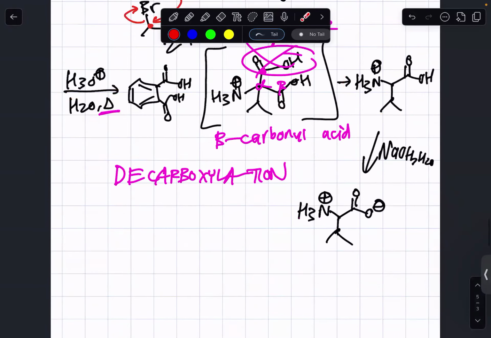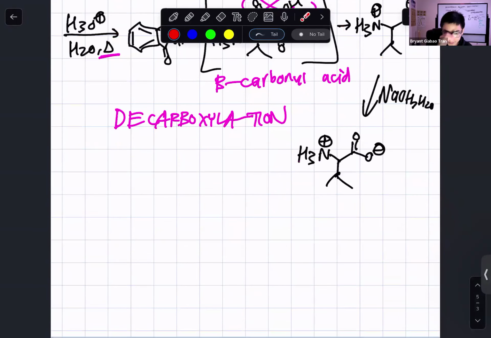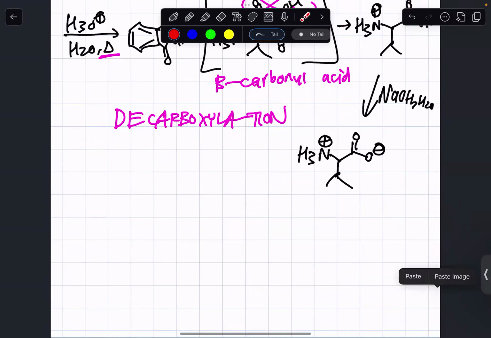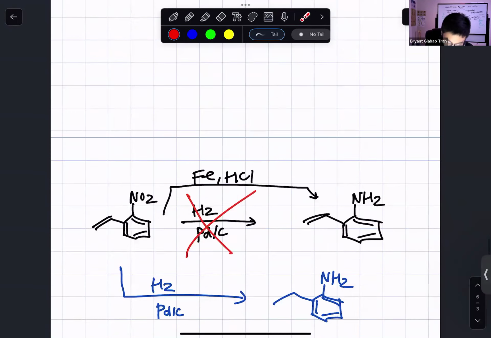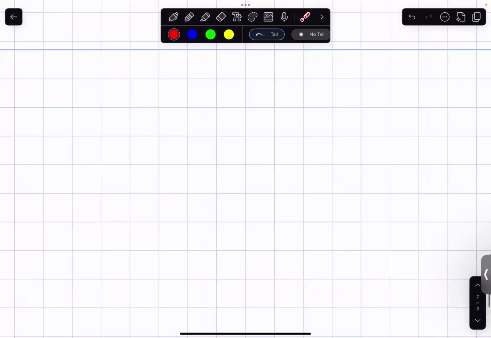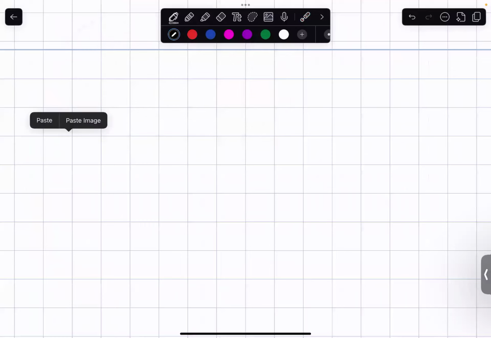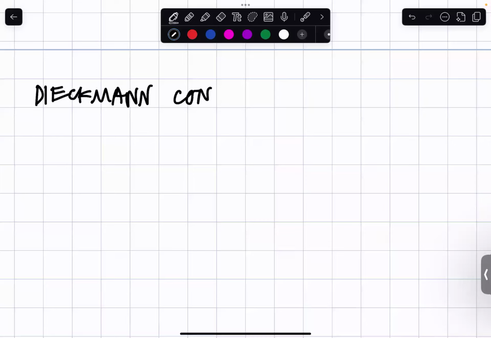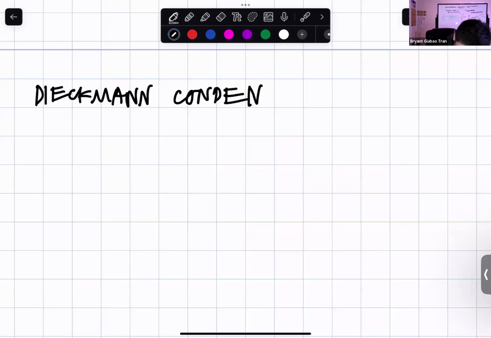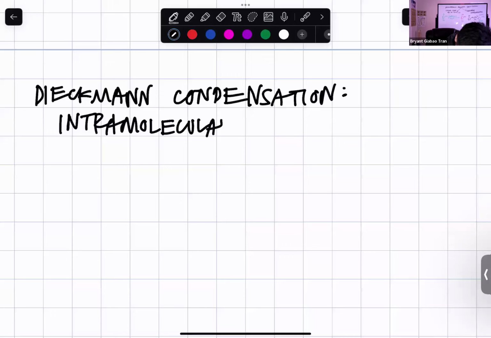I also had one other question on the midterm. What's the difference between intramolecular aldol condensation and Dieckmann condensation, or intramolecular Claisen condensation? I know Claisen and Dieckmann are the same, but I put intramolecular aldol condensation as the reaction name instead of Dieckmann condensation. I was just wondering what makes them different? Dieckmann condensation is another way of saying intramolecular Claisen condensation.